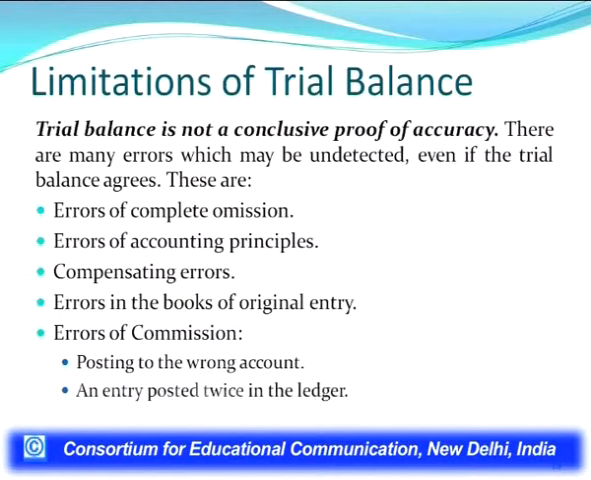Just for example, repairs to machinery is a nominal expense, of revenue nature, so it should be debited to the repairs to machinery account. But by mistake the accountant has debited the machinery account, so the machinery account value has been increased. This is wrong, so this is the error of accounting principle, but it does not affect the trial balance.